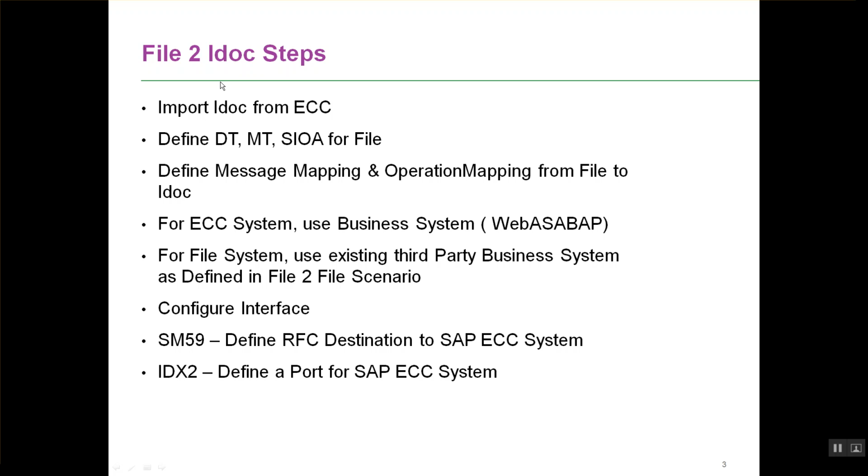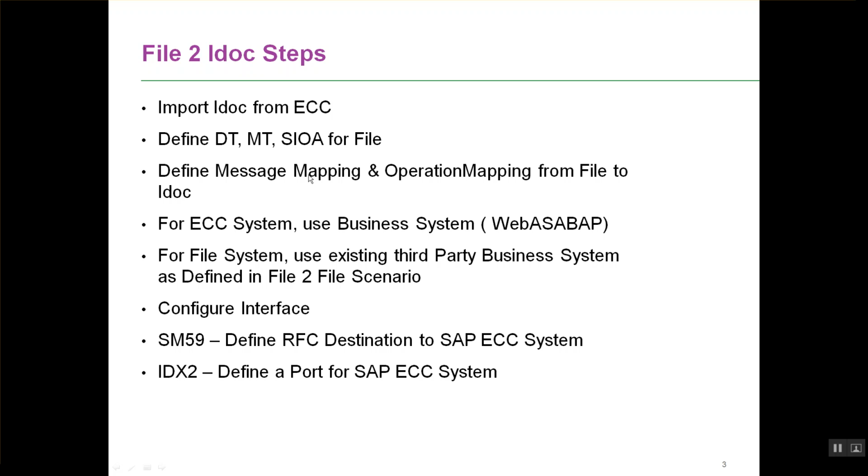If you remember our file to file scenario, what we did was we defined one data type, one message type, and one service interface for the source structure, and then for the target structure we defined one data type, one message type, and one service interface.